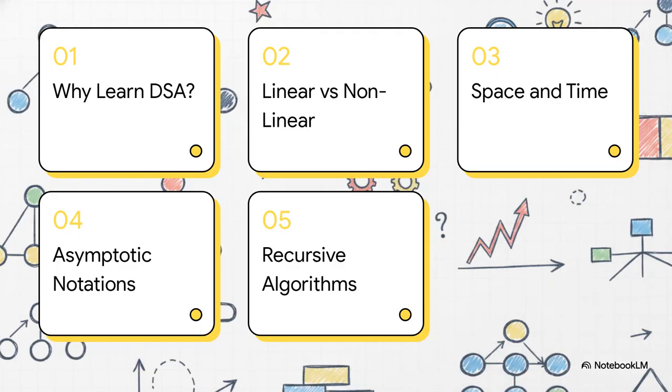So, here is our roadmap for today's journey. First, 1. Why learn DSA? Then, 2. Linear versus nonlinear structures. Moving on to 3. Measuring space and time. Followed by 4. Big O, theta, and omega. And finally, 5. Analyzing recursive algorithms.